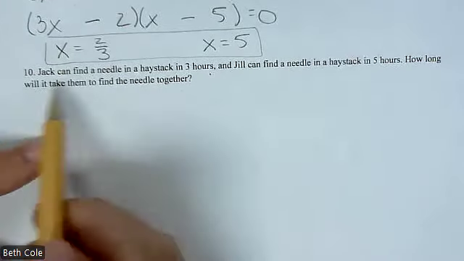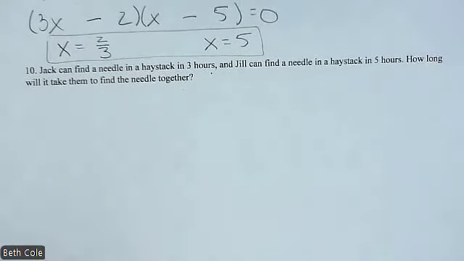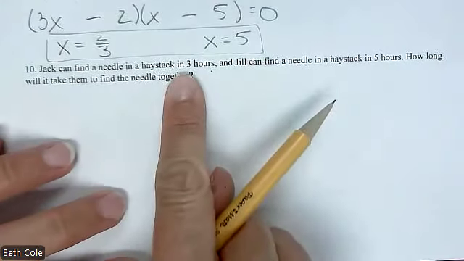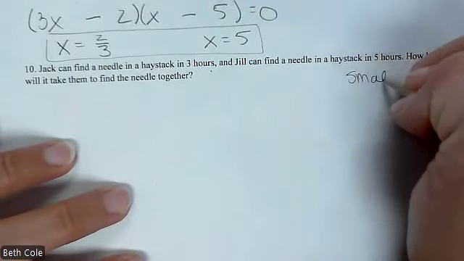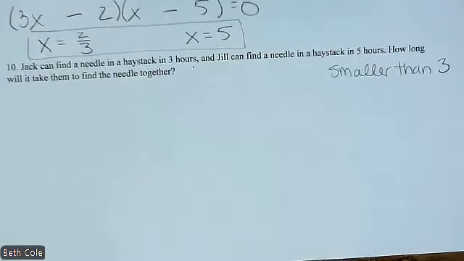Okay. So Jack can find a needle in a haystack in 3 hours. Jill can do the same thing in 5 hours. If they work together, our answer should be what? Smaller than 3. They should be able to do it faster than 3. Let's write that. Smaller than 3. If we get an answer bigger than 3, we have done goofed. Because if he can do it in 3 hours and she's helping him, it should be faster, right?